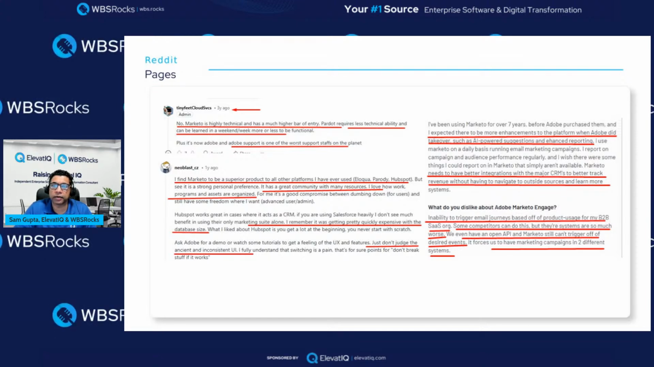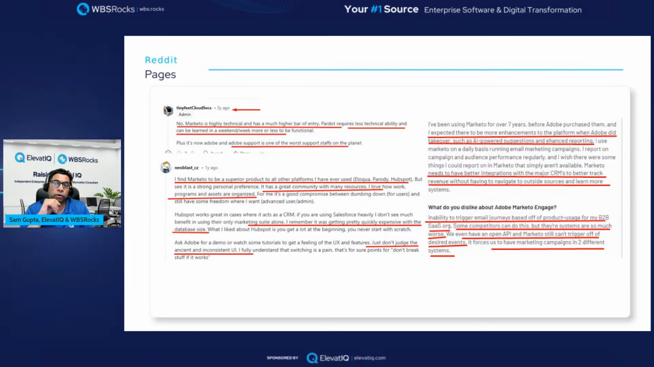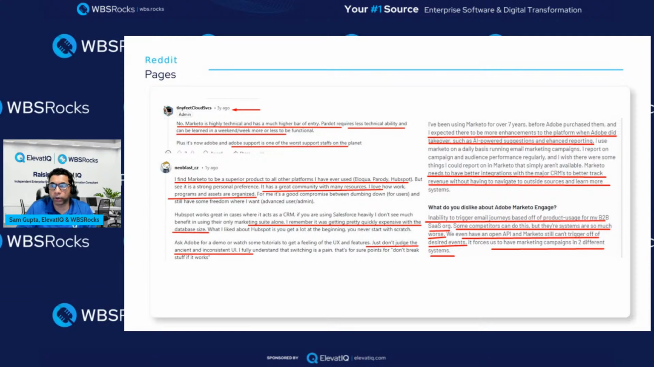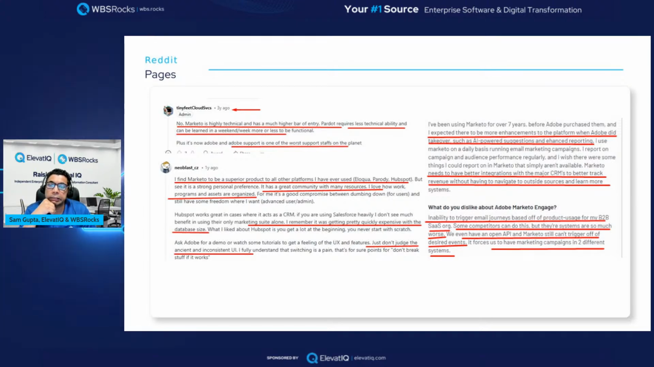And I expected there to be more enhancements to the platform when Adobe did take over. And that is right. They have not done as much improvement as what people wanted, such as AI-powered suggestions and enhanced reporting. But that is probably very far because right now they don't even have really compelling UI as you are going to find with slightly newer platforms.